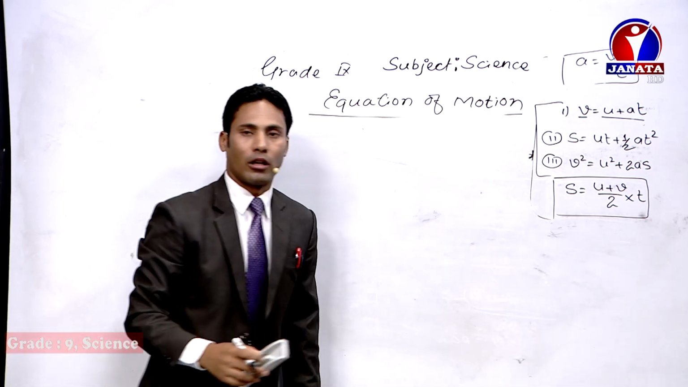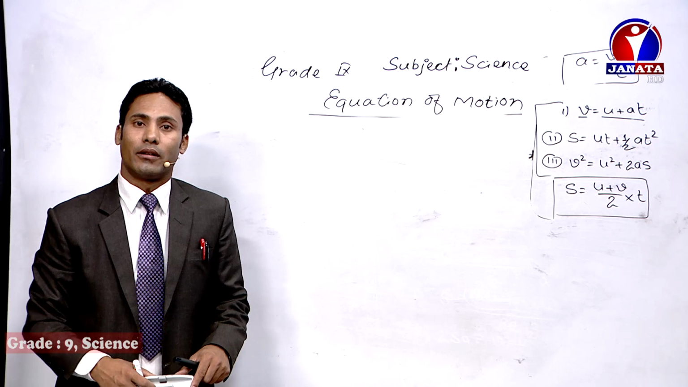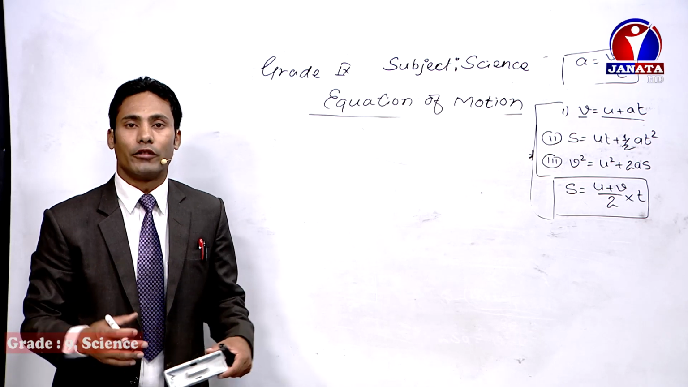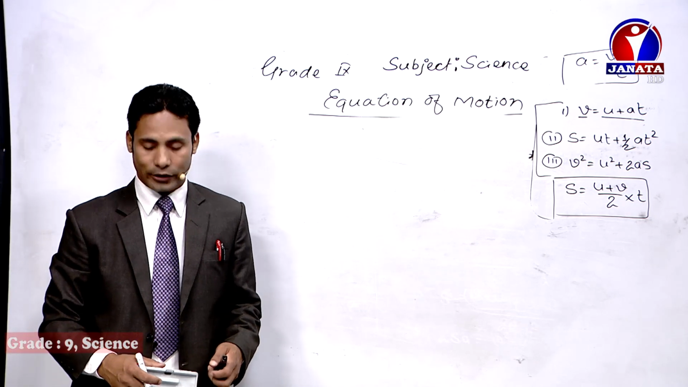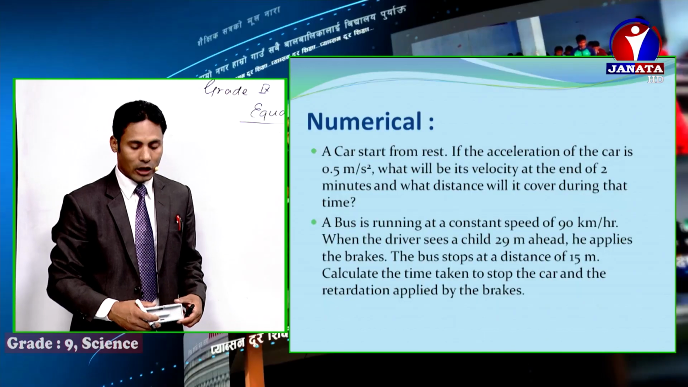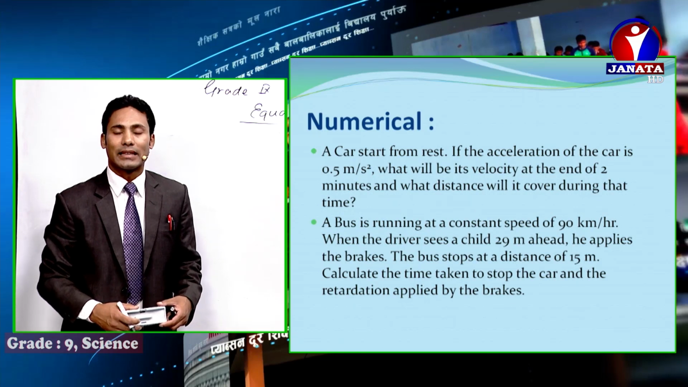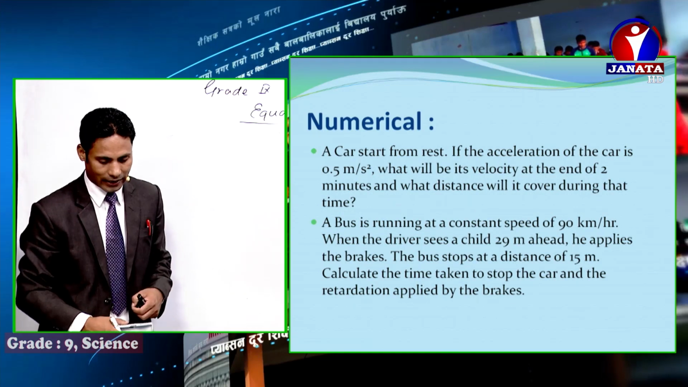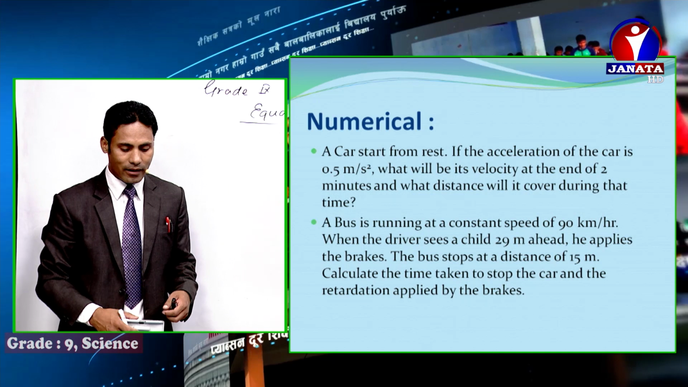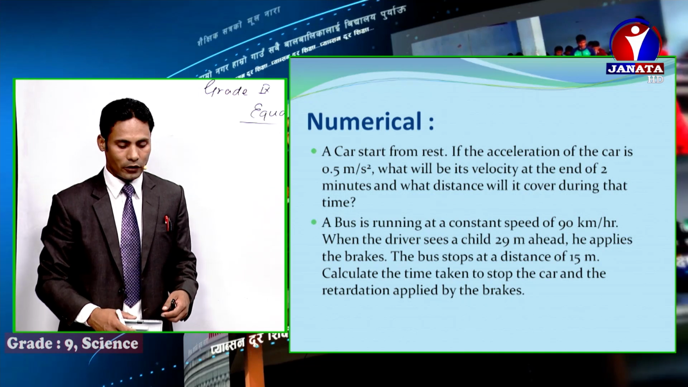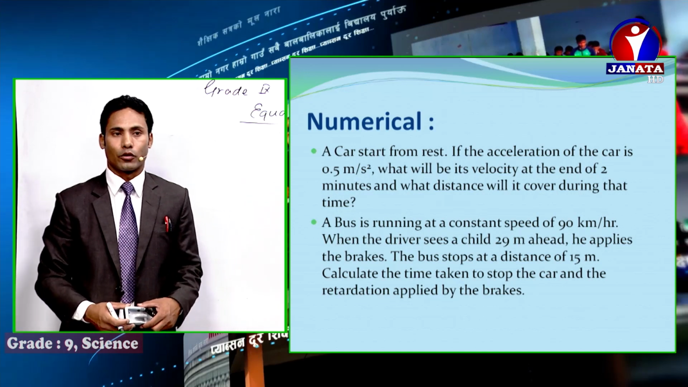For solving these, we also need to check whether all the units are in the SI system or not. If not in the SI system of units, we need to convert them into the SI system. So here is one numerical problem. You can see it on the screen also. A car starts from rest. We have already discussed, if the car starts from rest, then the initial velocity is 0 meter per second, right? And if the acceleration of the car is 0.5 meter per second square, what will be the velocity at the end of 2 minutes, and what distance will it cover during that time? So let's solve this numerical problem.